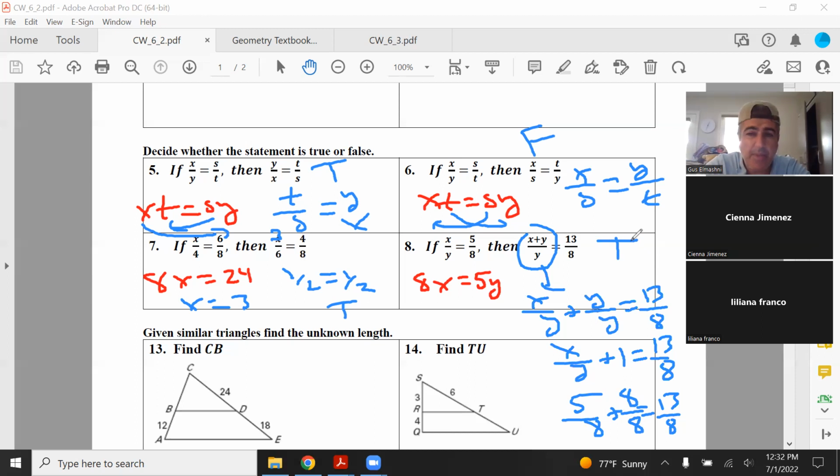I don't see myself really asking this in our midterm, but just want to kind of go over this with you, that you guys see some strategies for proportions that, you know, you could cross multiply, then rearrange the fractions to see if you get the other statement. If you do, great, it's true. If not, it's false. So that's 5, 6, 7, 8. So yeah, 1, 2, 3, 4, as well as 5, 6, 7, 8.